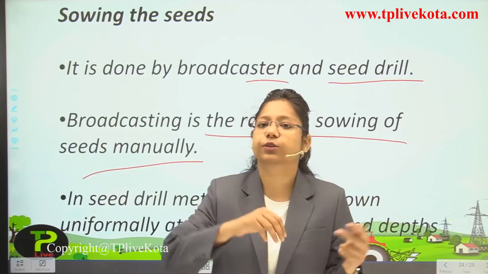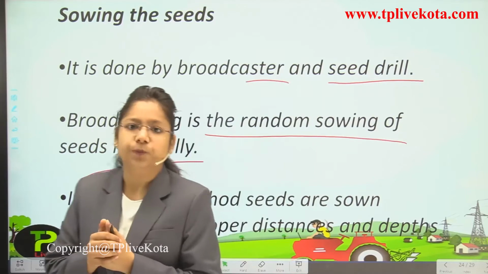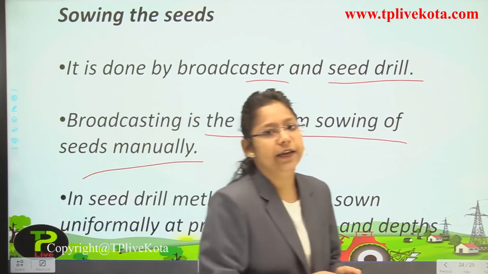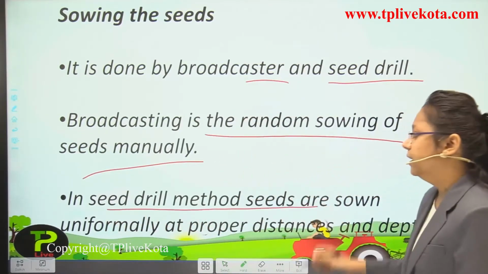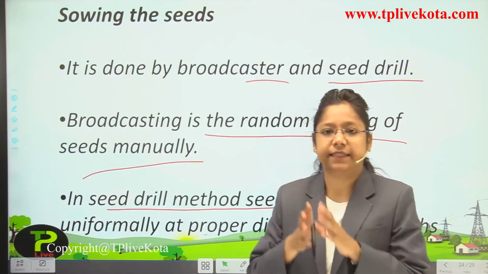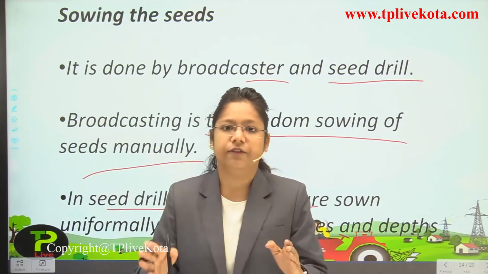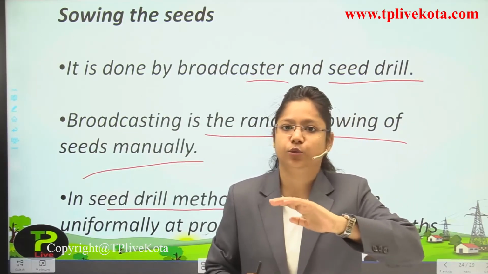But if we are using a seed drill, then in a proper managed way, the seed drill is going to sow the seed at particular distances. It is also written over here that if we are using the seed drill method, then the seeds are going to be sown uniformly at a particular distance in the field. So this is the main important criteria which we should use when we are sowing a seed.